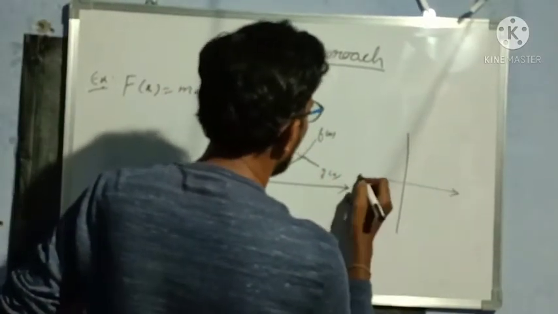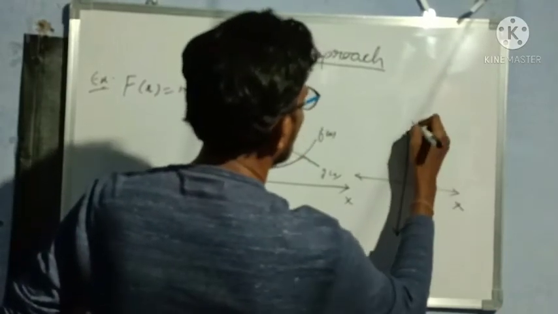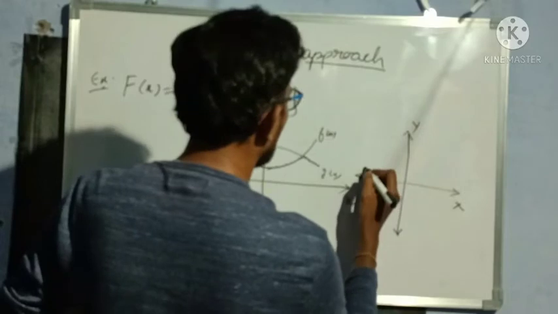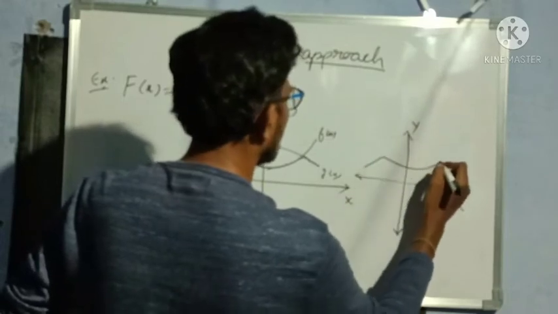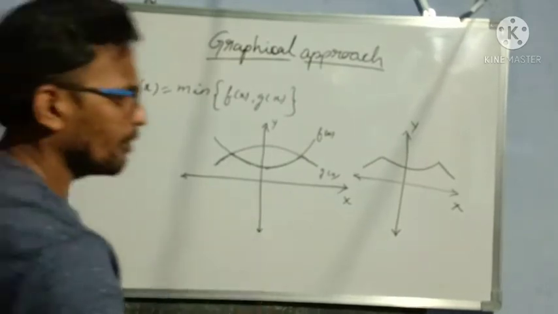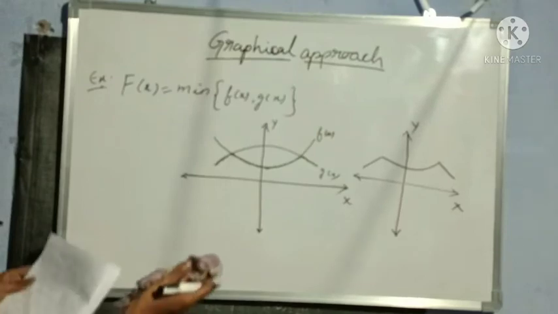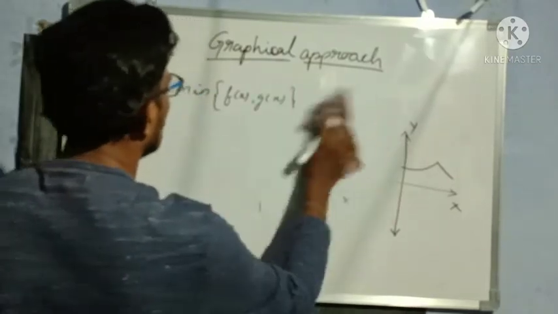The minimum value of f of x and g of x. So this is x, this is y. Our graph will be somewhat like this. This is the minimum value graph. I hope now everybody understood how to find the maximum and minimum values. Now let us see some examples.